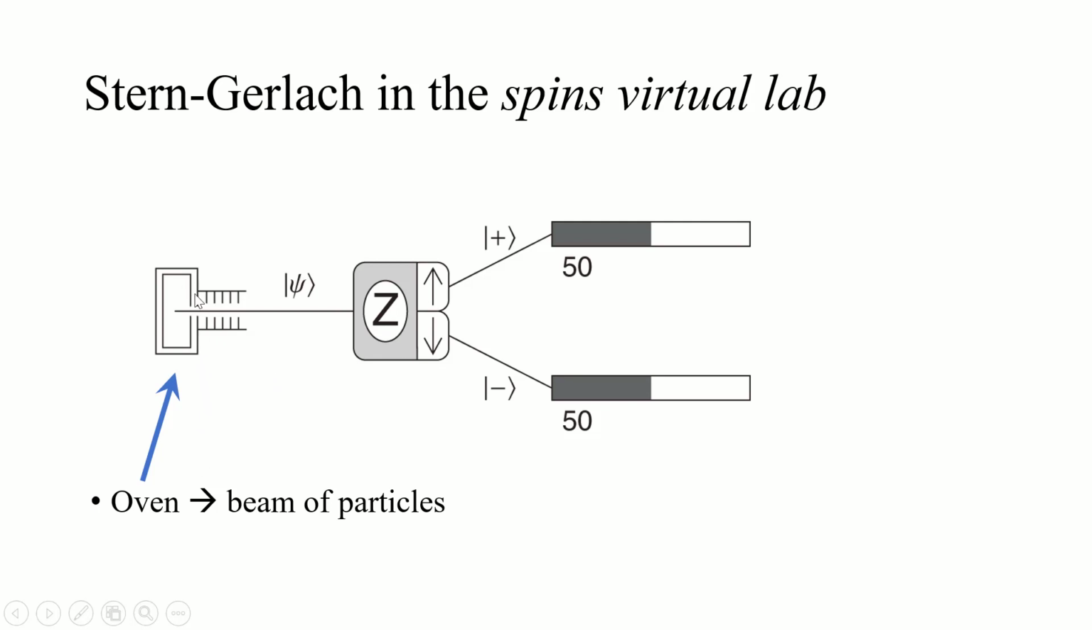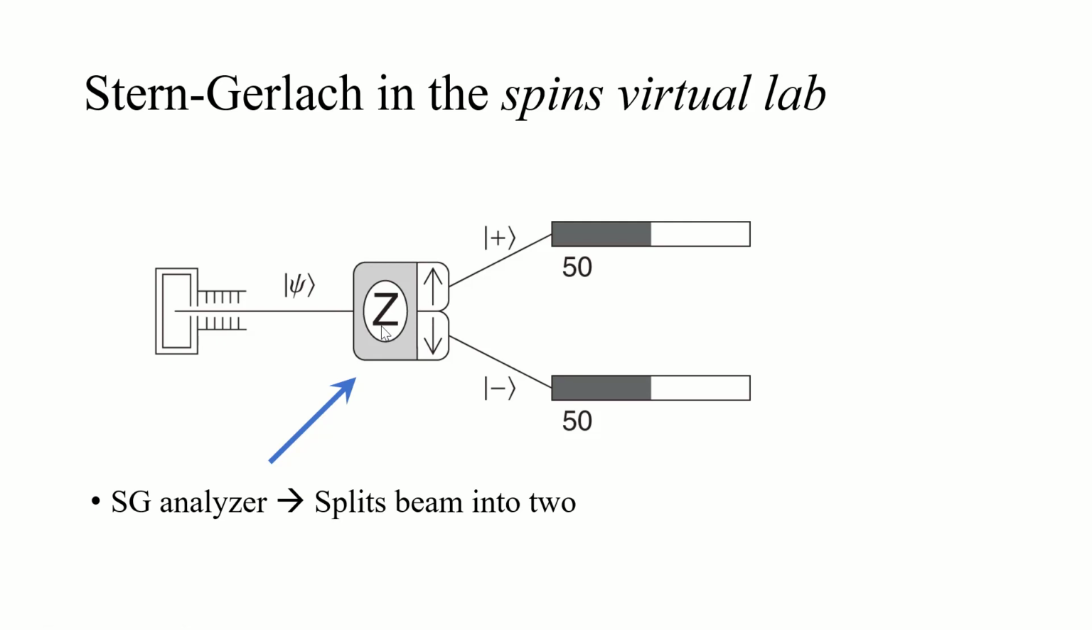We need an oven that produces a beam of particles. We need a Stern-Gerlach analyzer. That's what this thing is. It can be aligned. You can change this from the z direction that it's in now to the x or y direction, or even an arbitrary direction n. And that basically splits the beam into two paths.